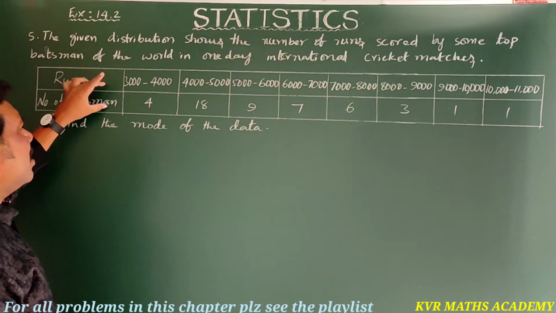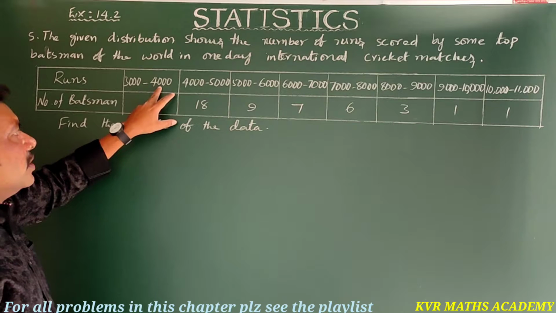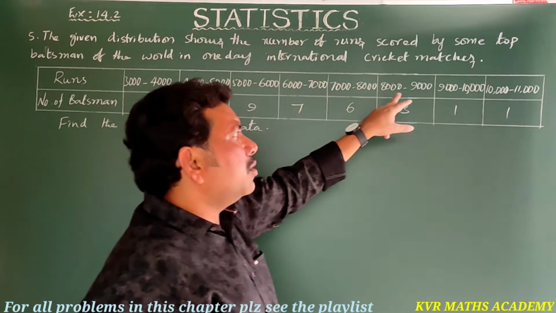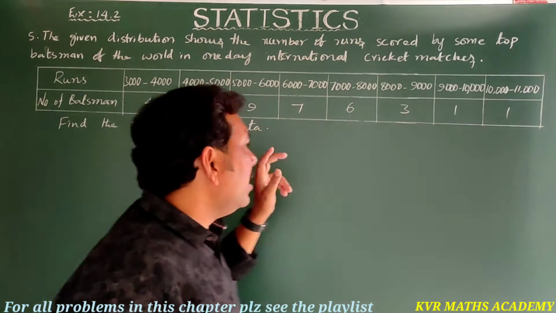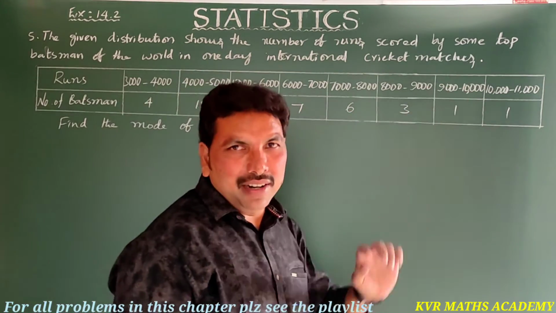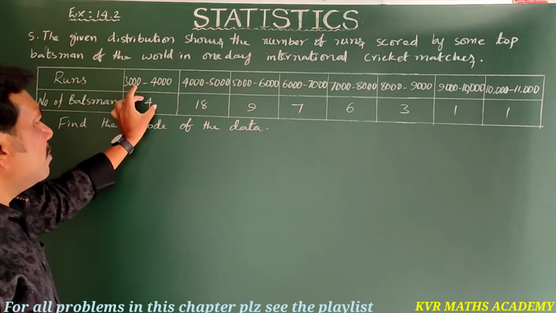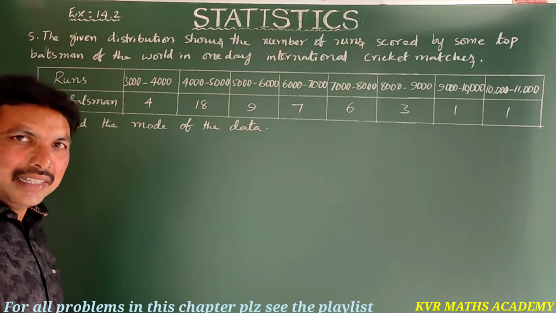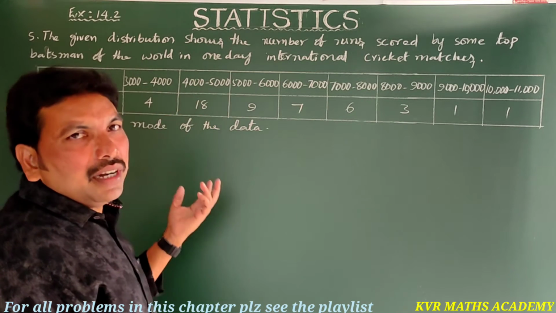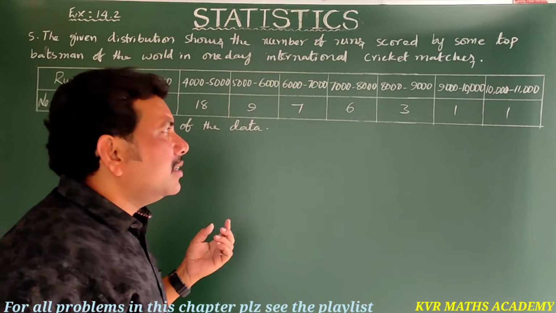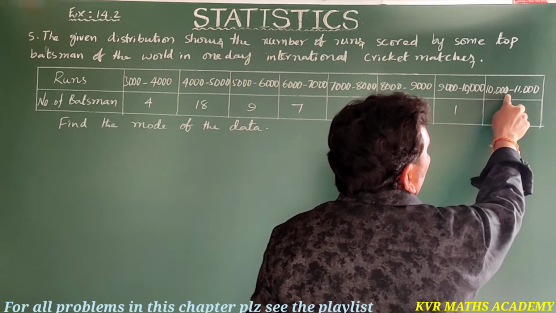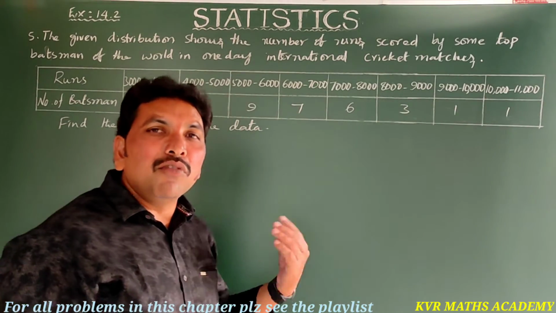See here, runs and number of batsmen are given: 3000 to 4000 runs, 4000 to 5000 runs, 5000 to 6000 runs, and so on up to 10,000 to 11,000 runs. The number of batsmen is also given: 4, 18, 9, 7, 6, 3, 1, 1. Which means 4 batsmen scored 3000 to 4000 runs, 18 batsmen scored 4000 to 5000 runs in one-day matches, and similarly one batsman scored 10,000 to 11,000 runs.